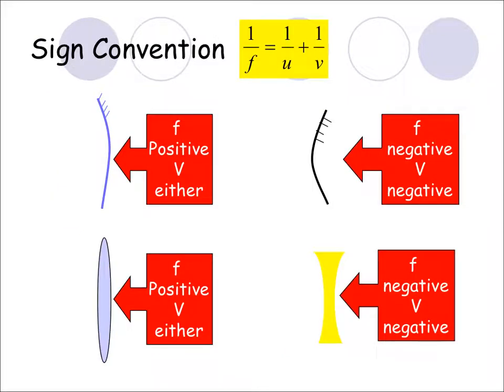So this is called the sign convention. It's how we're able to use the same formula, the lens maker's formula, for all of these different types of apparatus. And all you have to remember really is the two on the left, which are the concave mirror and the converging lens, both have a positive focal length. Whereas the two on the right, which is the convex mirror, the security mirror, and the diverging lens, my glasses, both have a negative focal length.